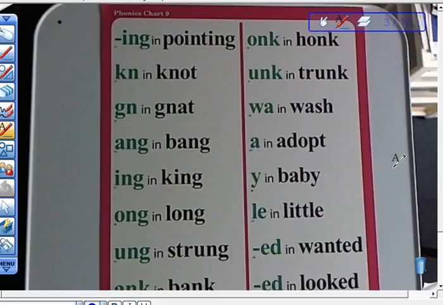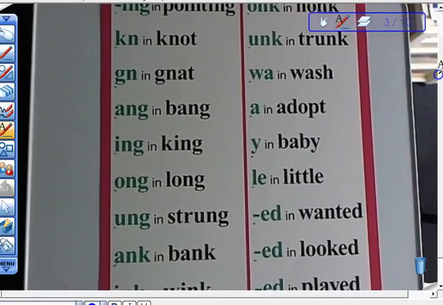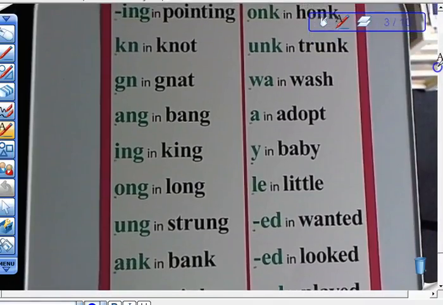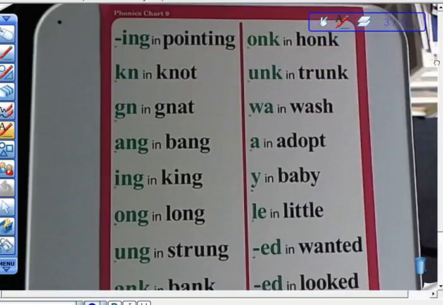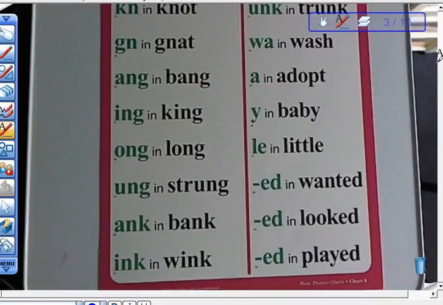All right, we're going to do the same thing with this chart. We're going to just stay focused on sound. Okay? See if we can get them all on there. So here we go. E, A, E, O, A, E, O, E, O, N.